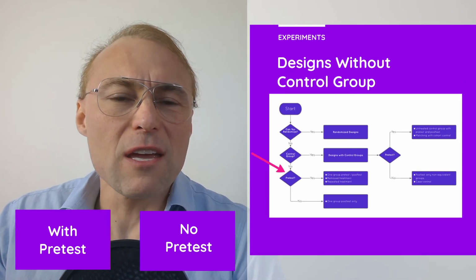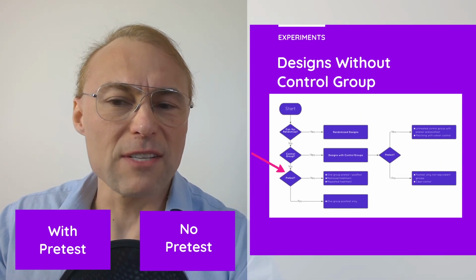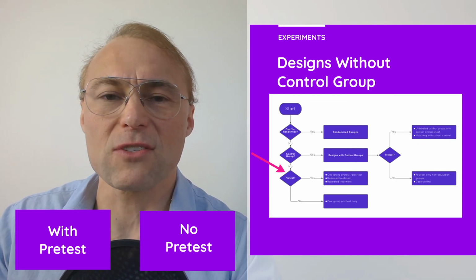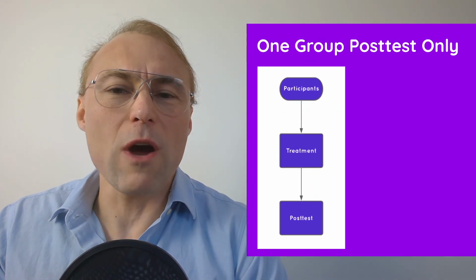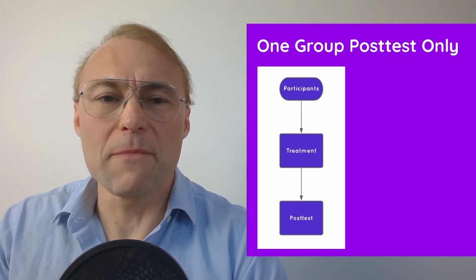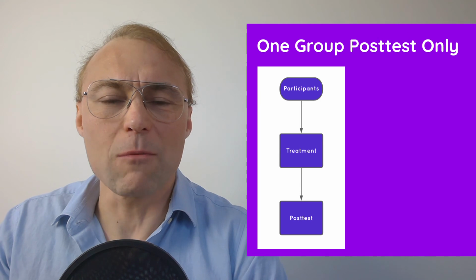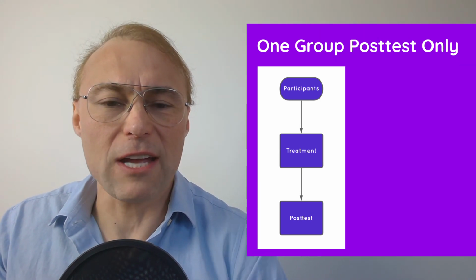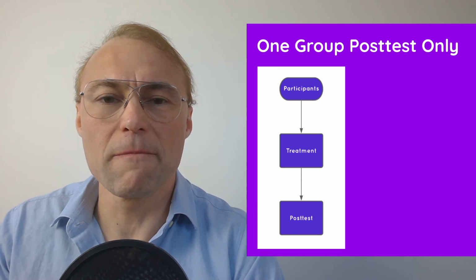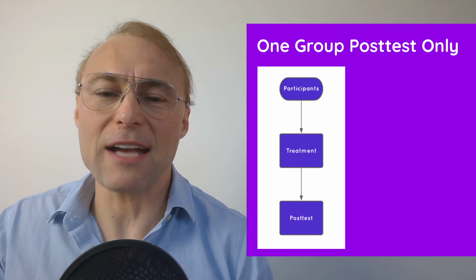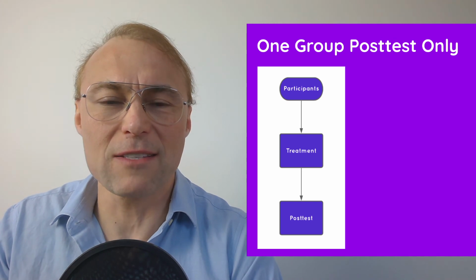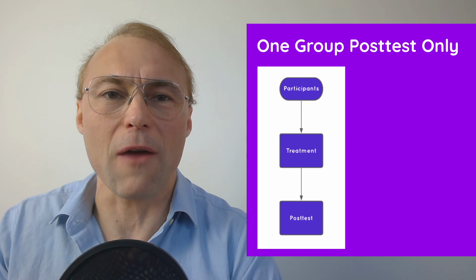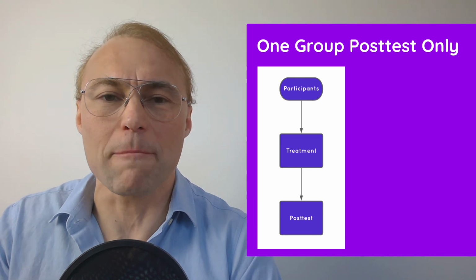So now imagine here that you have designs where you cannot have a control group and you also cannot have a pretest. This is the one group post-test only design. So here's a very simple design. We take a group of participants, we give them our educational intervention, and then we give them a post-test. And what we like to see is an excellent score on the post-test, and we can say, oh, this is fantastic. Participants have an excellent score on the post-test because we taught them.